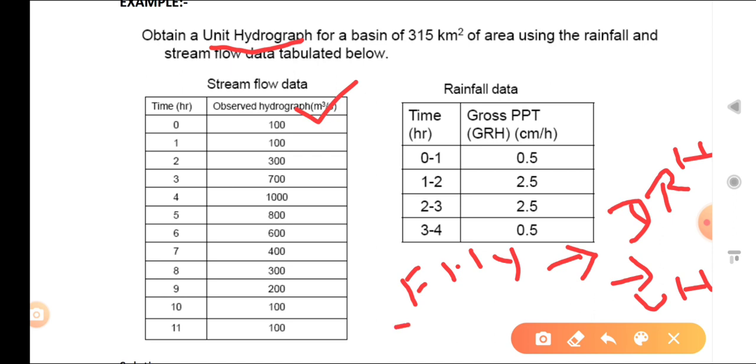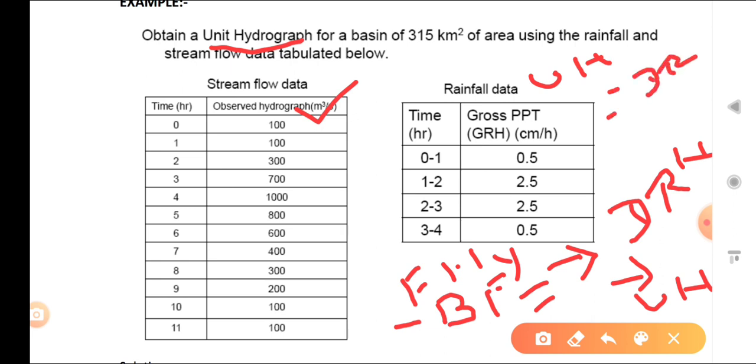How will we convert the flood hydrograph to DRH? From the flood hydrograph we subtract the base flow, and that is equal to the DRH. And how will we find the unit hydrograph? Now we have converted to DRH by subtracting the base flow, so the unit hydrograph will be the DRH divided by the effective rainfall excess. So two things you have to find: first the base flow, and then the effective rainfall excess. That is the way you should go to solve the problem.